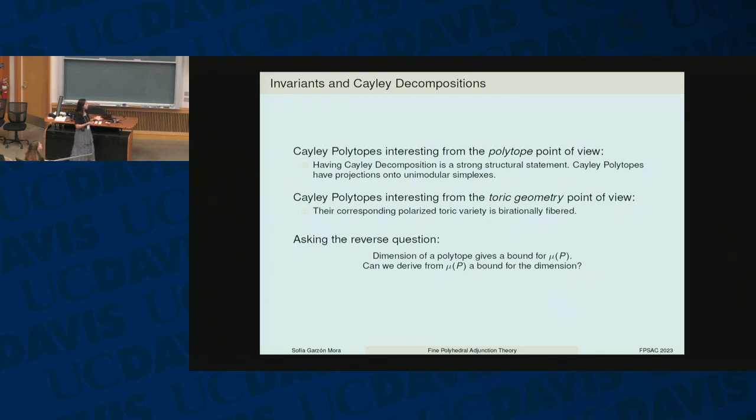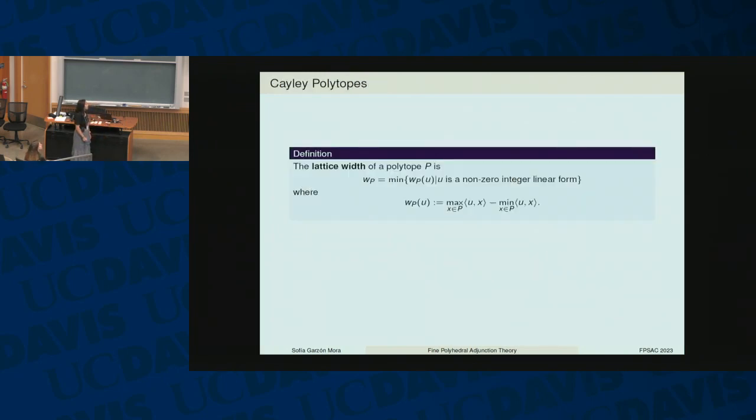So we already know, and I've shown you, that the dimension of a polytope gives a bound for this Q codegree, right? So can we ask the reverse question? If I have the Q codegree, can I derive a bound for the dimension of the polytope? And it turns out that we will be able to answer this question for Cayley polytopes, which is why I'm talking about them now. And so what is a Cayley polytope?